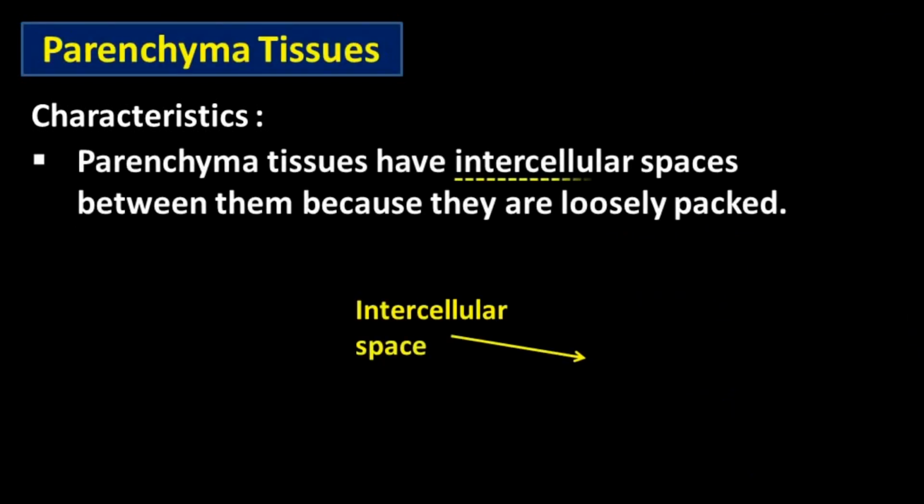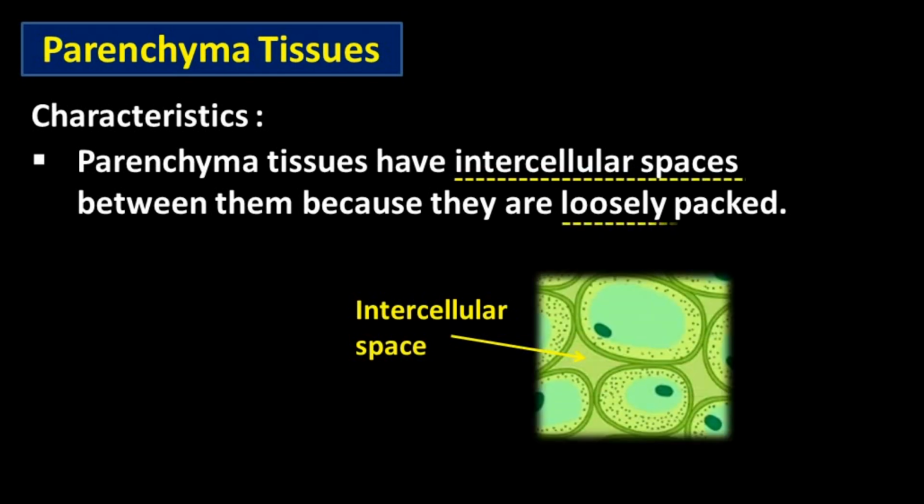Parenchyma tissues have intercellular space. See this diagram? These cells are loosely packed. So it means there is a space between two neighboring cells. So these cells are loosely packed. It means parenchyma tissues have intercellular space.